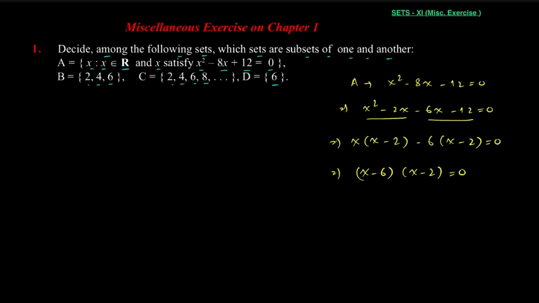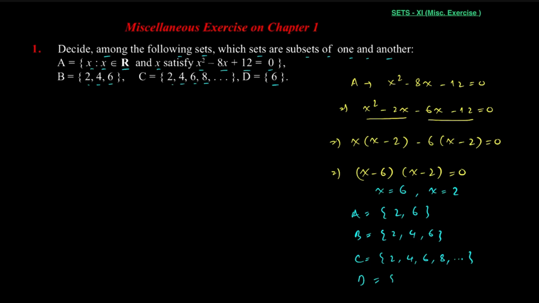On solving, we'll have two values of x, that is x is equal to 6 and x is equal to 2. Therefore, set A has elements 2, 6. Set B has elements 2, 4 and 6. Set C has elements 2, 4, 6, 8 and so on, which means it's an infinite set. And set D has only one element, that is 6.